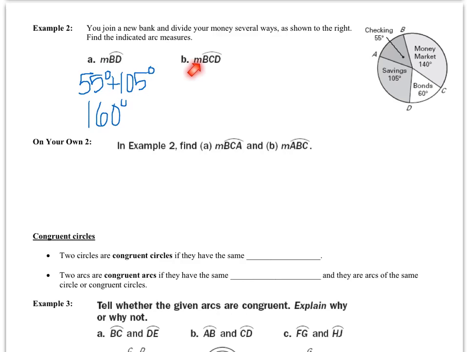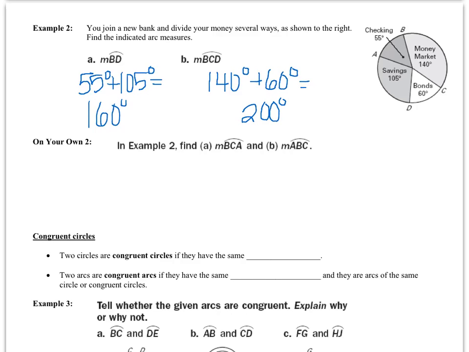B says the measure of arc BCD, so he's got to start with B, go through C, and then hit D. So we're looking at these two pieces right here. That's a major arc, so it should be more than 180. So our two pieces are 140 degrees plus 60 degrees. And if you add those up, you find it's 200 degrees. So try the next one on your own. Pause it and try it.